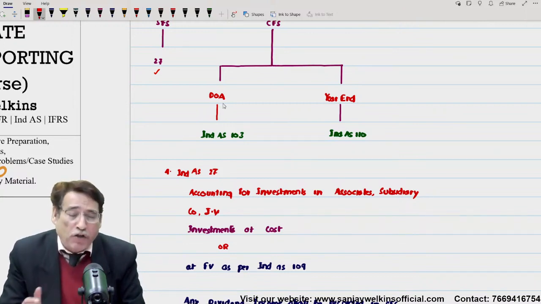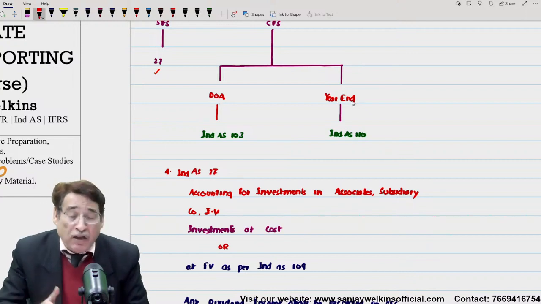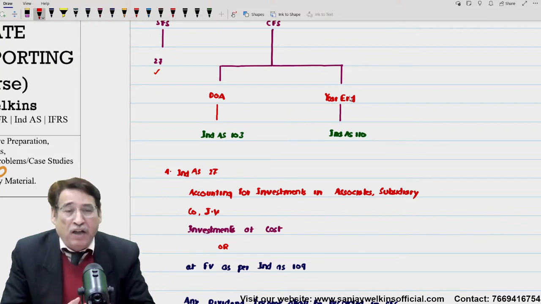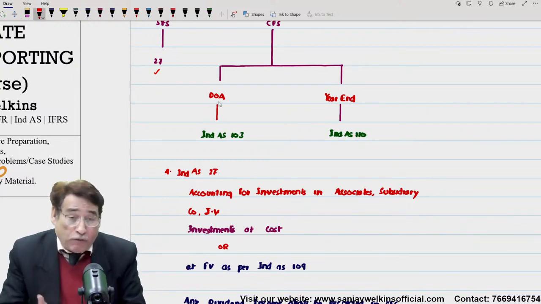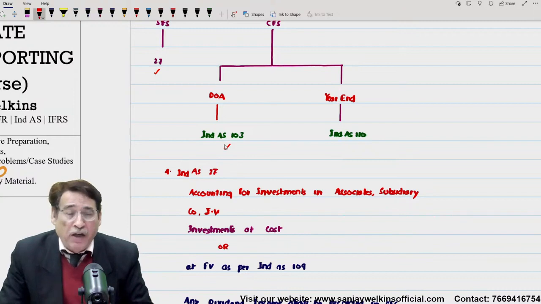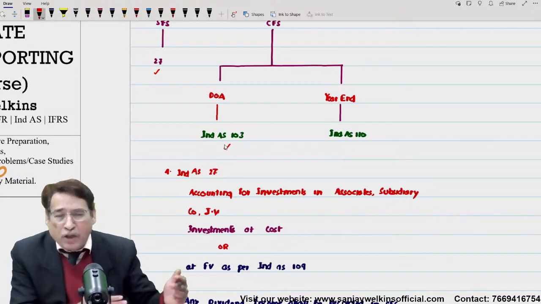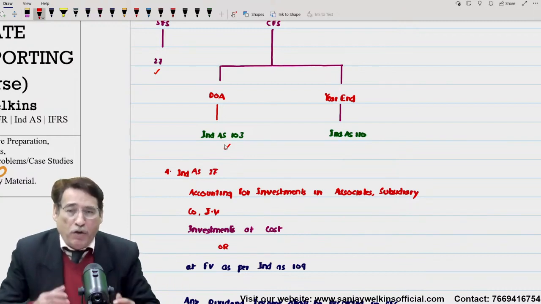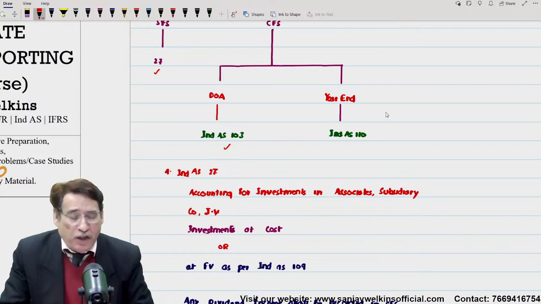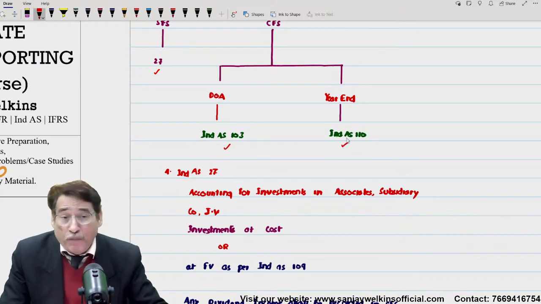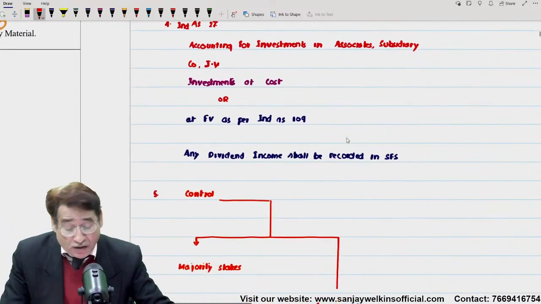On the date of acquisition, the parent company will prepare consolidated financial statement, and at the year end and subsequent year ends, it will have to prepare the consolidated financial statement. Correct? When it prepares the consolidated financial statement on the date of acquisition, I told you Ind AS 103 will come into play. While at the year end and subsequent year end, whensoever we are going to prepare the consolidated financial statement, in that particular case, we will have to apply Ind AS 110. Is it clear to you?